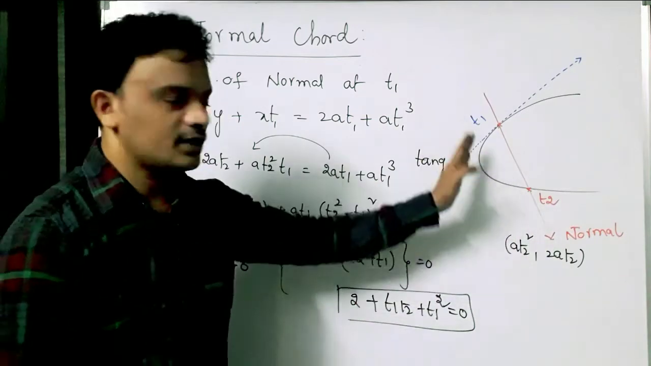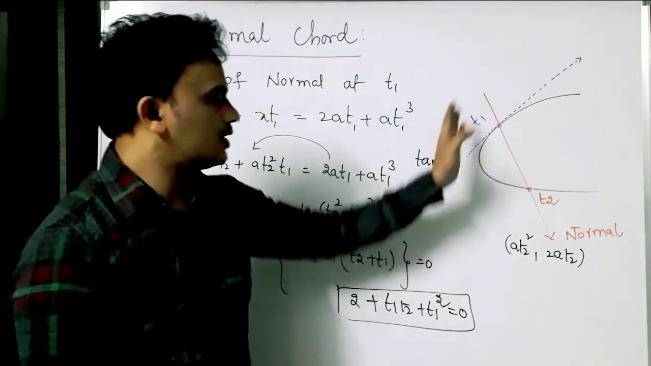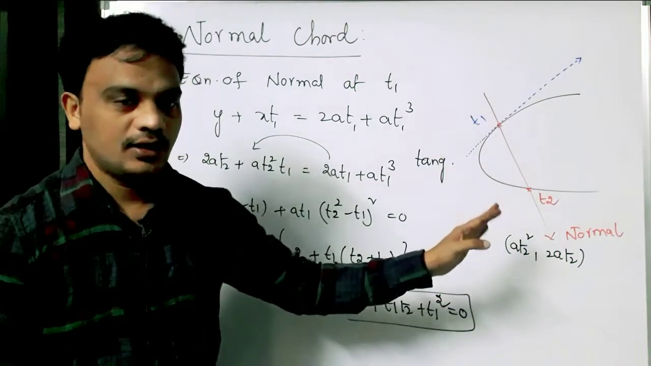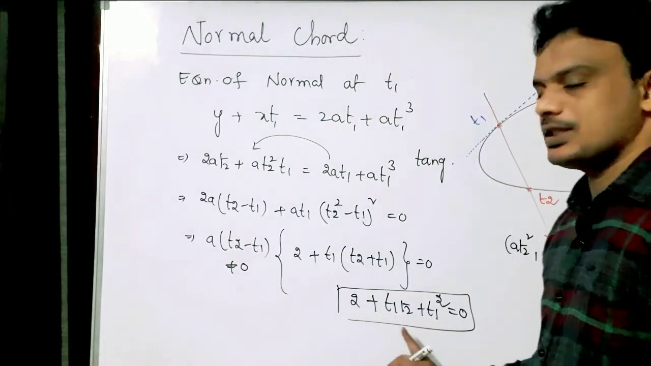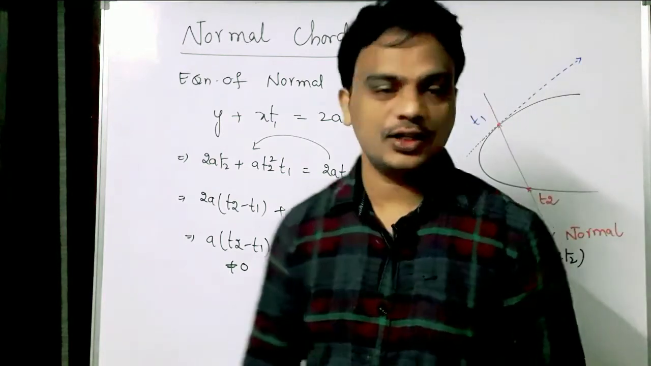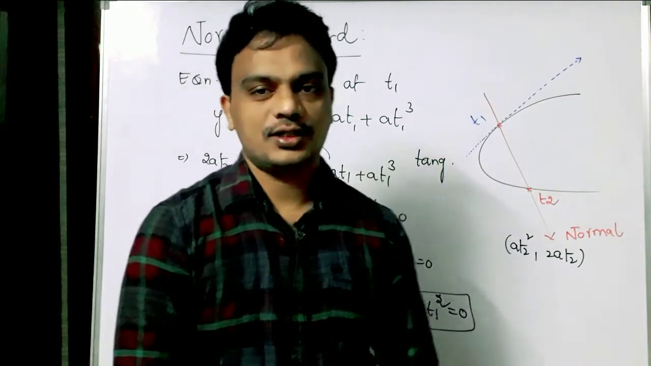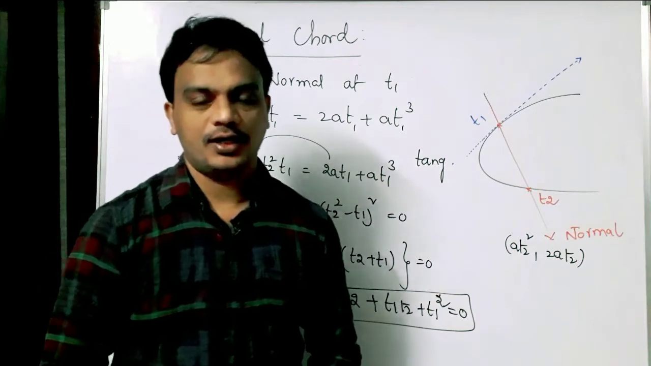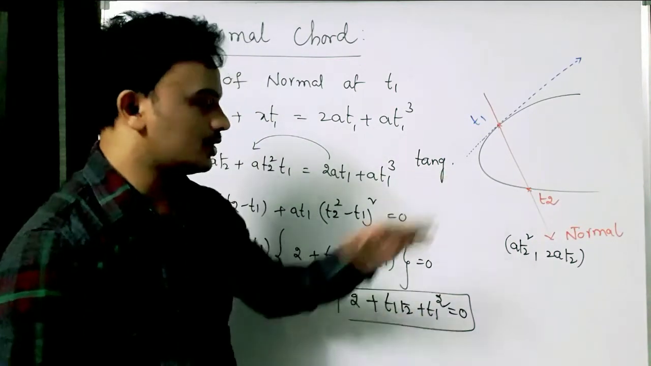Very important from the objective point of view: the normal drawn at the point T1 which meets the parabola again at T2 is called a normal chord. The relation between T1 and T2 is T1 square plus T1 T2 plus 2 equals 0. That is the condition for the normal chord. Students, this is about the normal to the parabola, its different forms, in parametric form and slope form, and the normal chord.